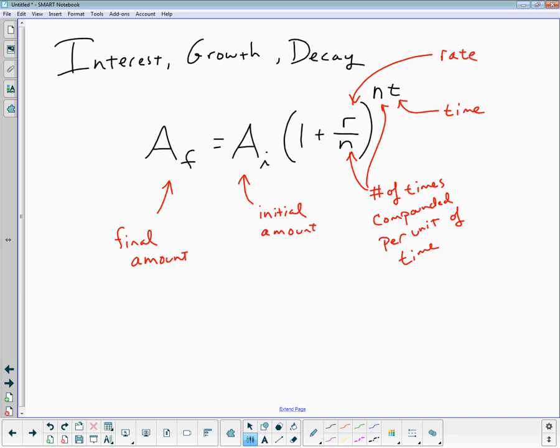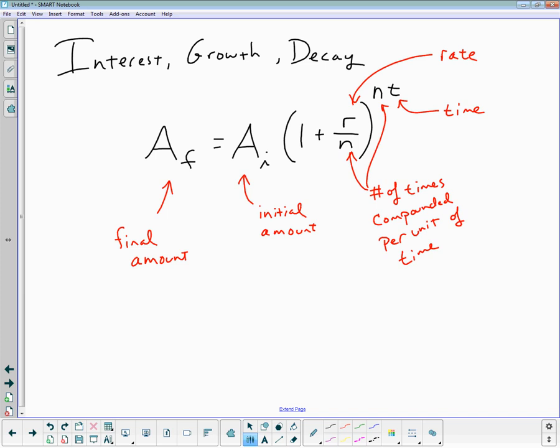If you're dealing with something that compounds monthly, obviously n would be 12. Does that make sense? Do we always use years? Pretty much you do, unless otherwise specified. But no matter what, even if it wasn't years, you could probably expand it out to years, and your n would change.